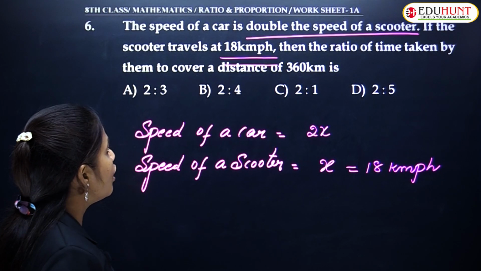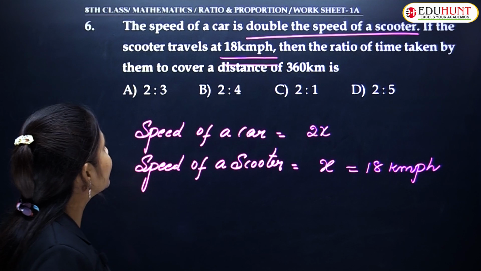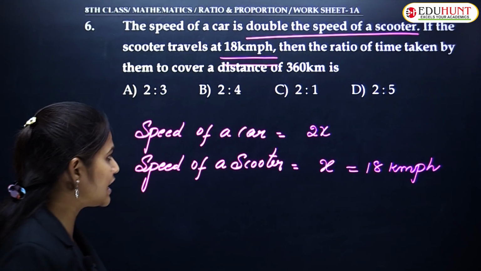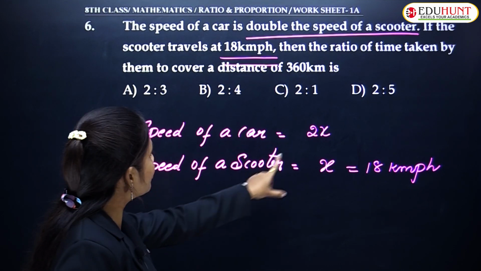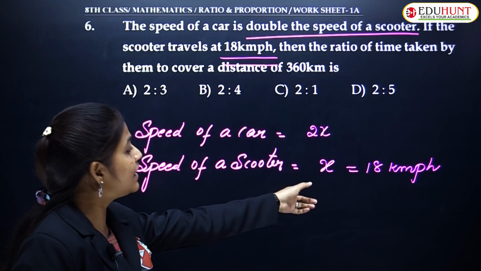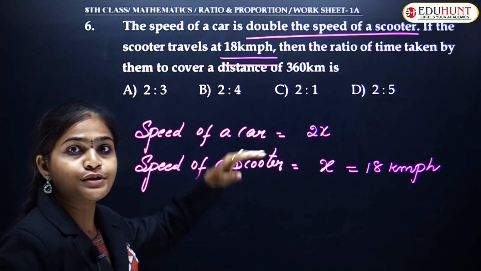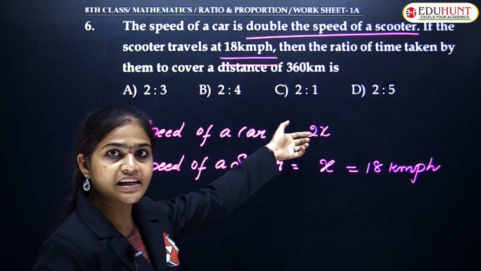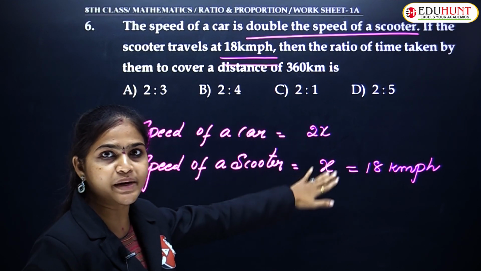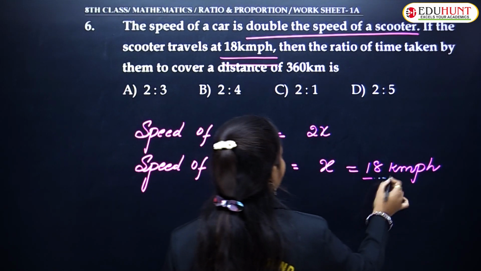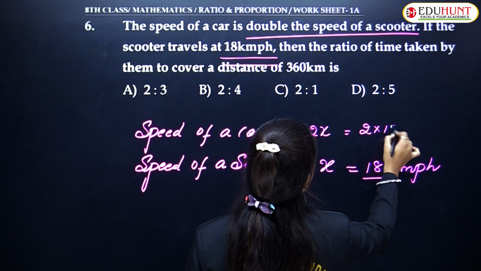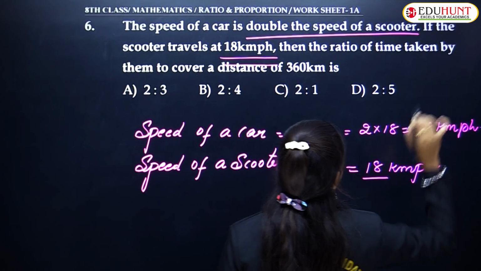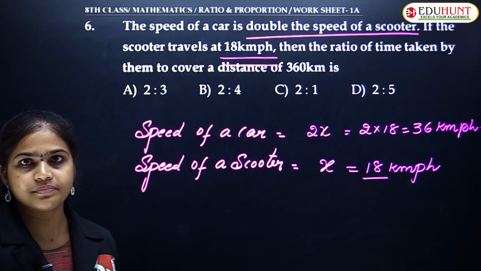Then we need the ratio of time taken by them to cover a distance of 360 kilometers. Here the speed of a scooter is x, but they have given 18 kilometers per hour. This is the speed of the scooter. The condition given is that the speed of the car is 2 times the speed of the scooter. So 2 times 18, which is 36 kilometers per hour. Understand?